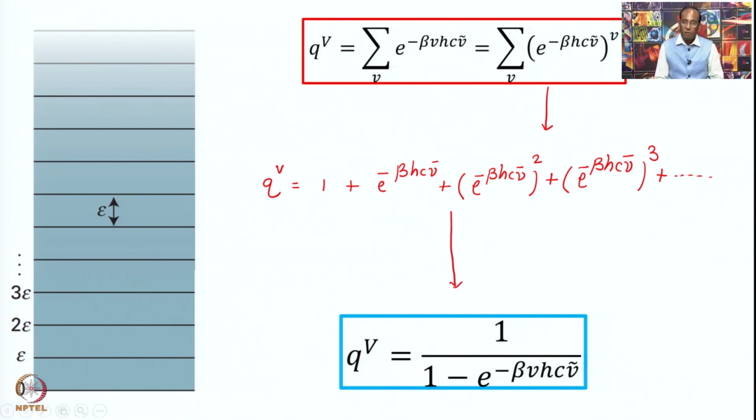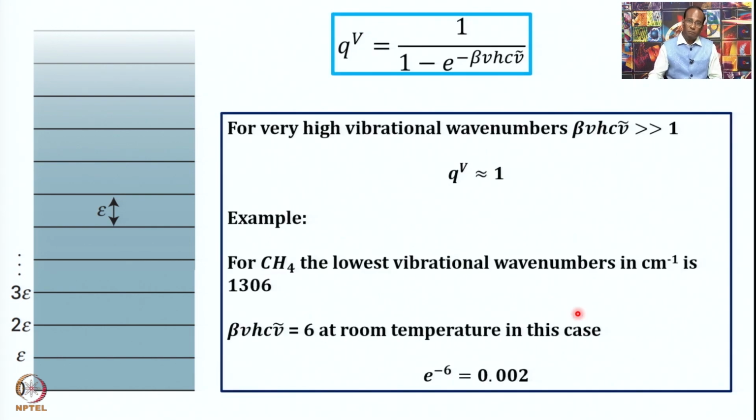That is what we discussed in the previous lecture. That means this expression now we are going to use for determination of vibrational contribution. With this background, let us move further. Now, there can be different conditions. For example, if we consider the vibrational wave numbers which are very, very high, that is, if beta h c nu bar is much higher than 1.